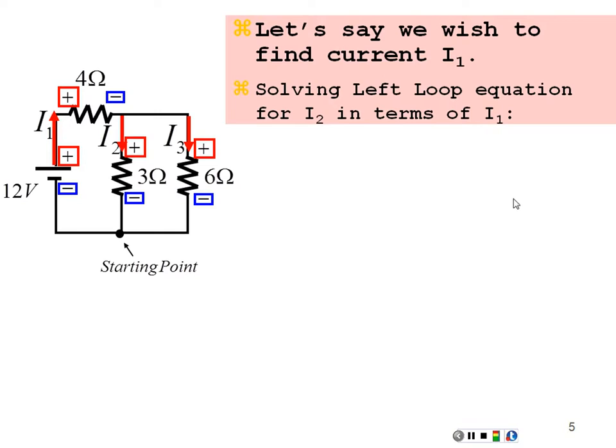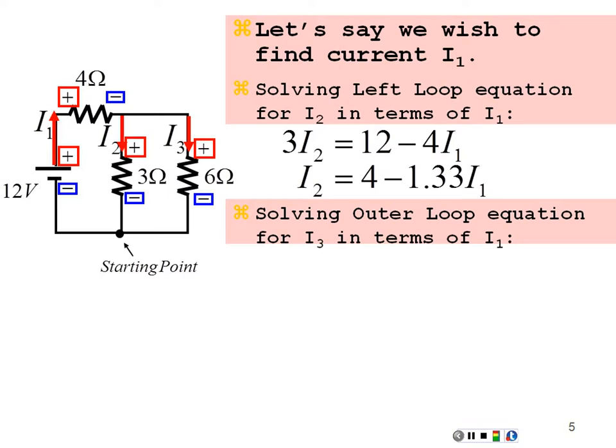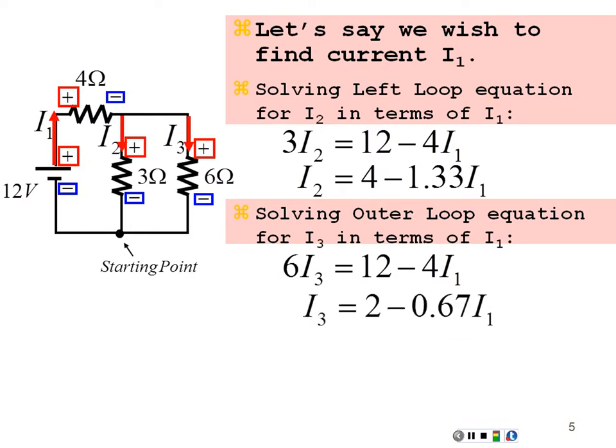So solving the left loop equation for I2 in terms of I1, I would have 3I2 equals 12 minus 4I1, divided by 3. Current I2 is equal to 4 minus 1.33 I1. Good. I have I2 in terms of I1. If I solve the outer loop equation for I3 in terms of I1, I would have 6I3 equals 12 minus 4I1, divided by 6. I3 is equal to 2 minus 0.67 I1. Great. I have I3 in terms of current I1.